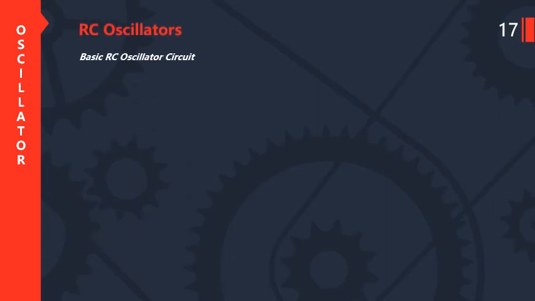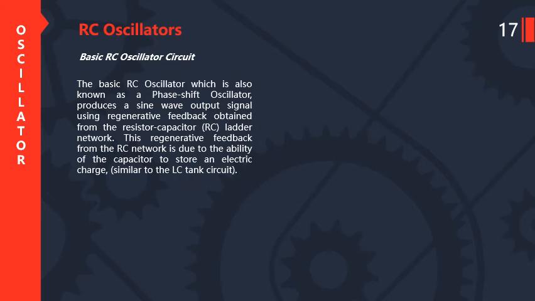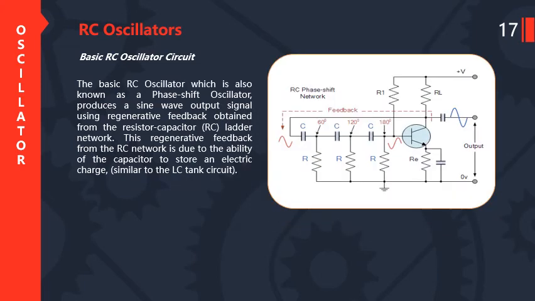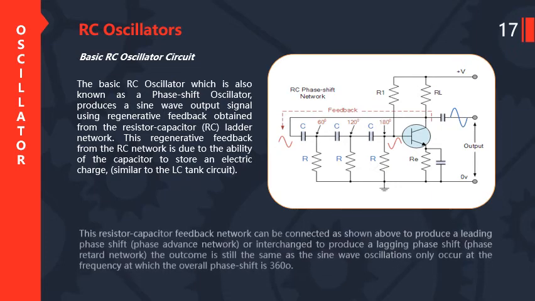Basic RC oscillator circuits. The basic RC oscillator, which is also known as the phase shift oscillator, produces a sine wave output signal using a regenerative feedback obtained from the resistor capacitor RC ladder network. This regenerative feedback from the RC network is due to the ability of the capacitor to store an electric charge. So this is the diagram of the basic RC oscillator circuit.